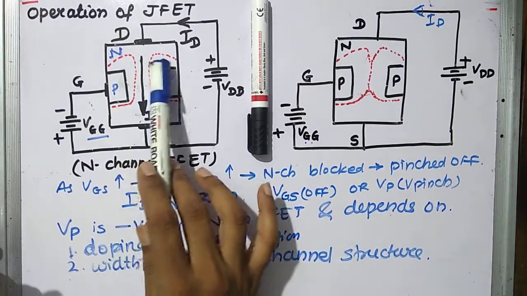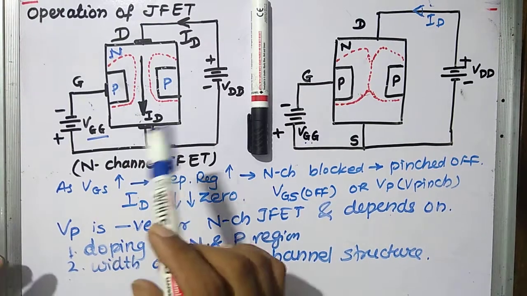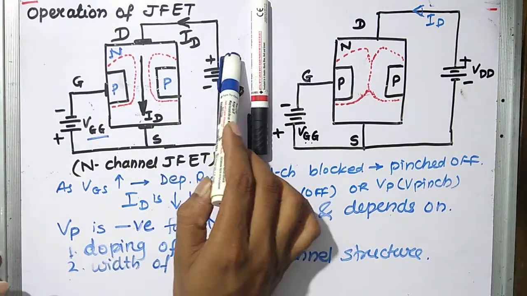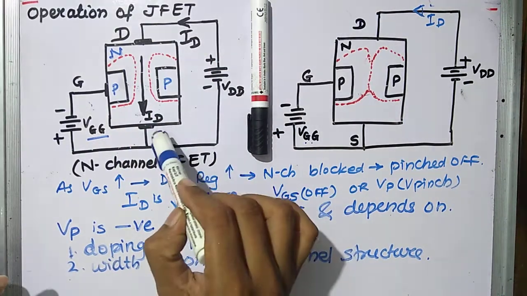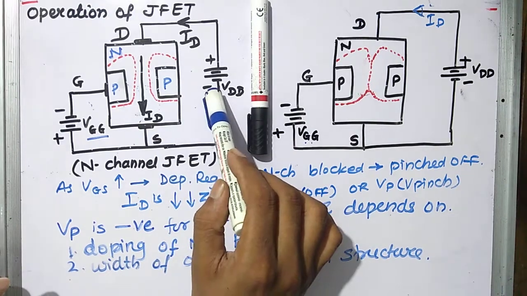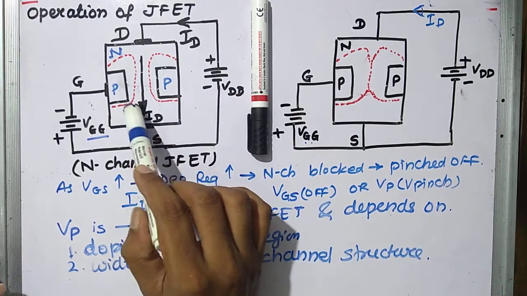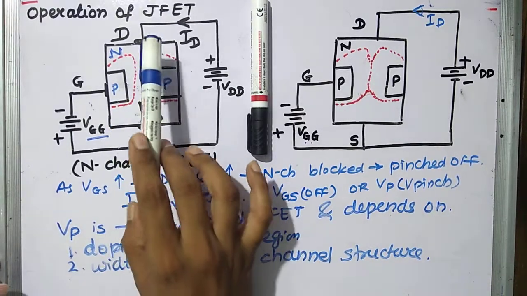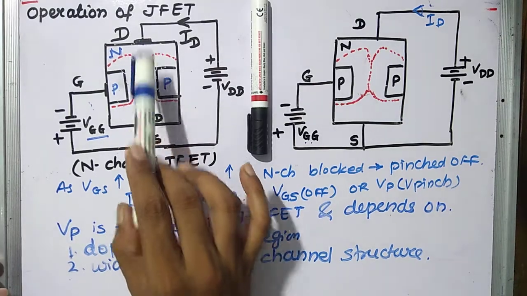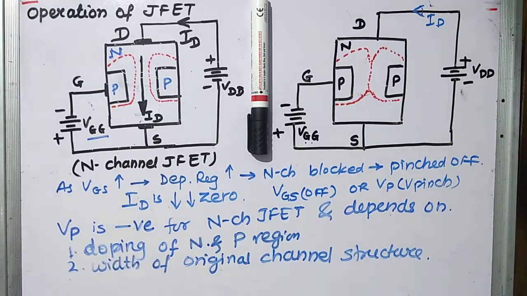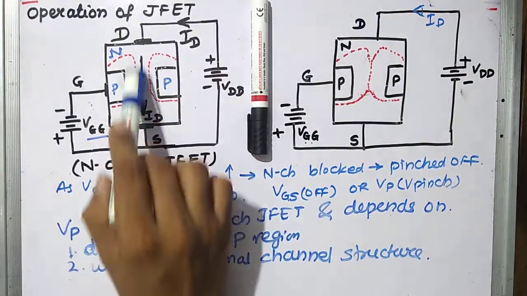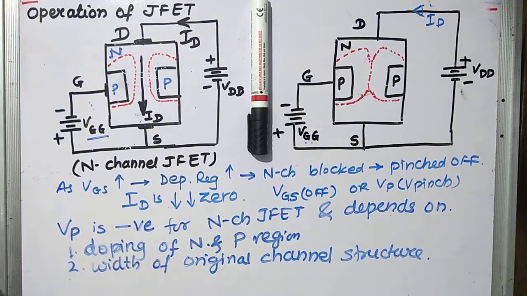The width of the depletion region is asymmetrical. Why is it asymmetrical? Because at N type D it is positive, means this is reverse bias. Again at N type S it is negative, means this is forward bias. So here the width of the depletion region is less, here the width of the depletion region is more, because here the reverse bias is more at drain as compared to source. Now when there is no gate to source voltage, maximum drain current will flow, and that maximum drain current is called IDSS.